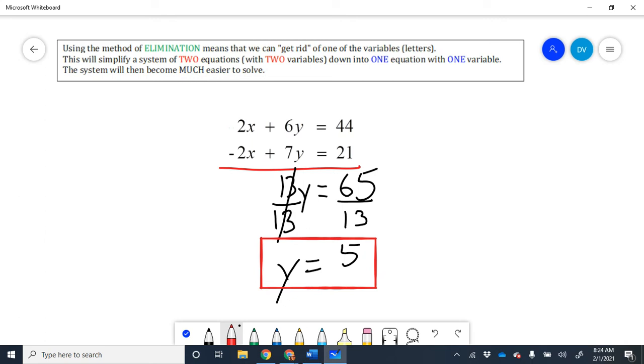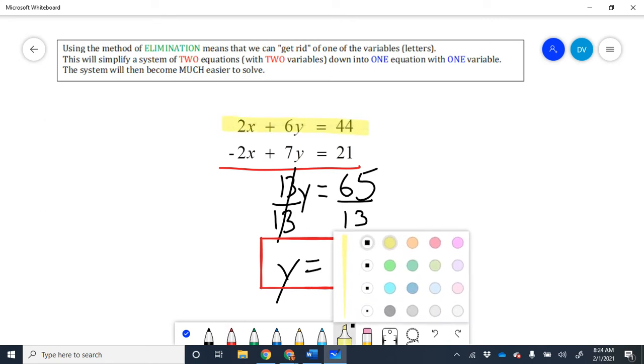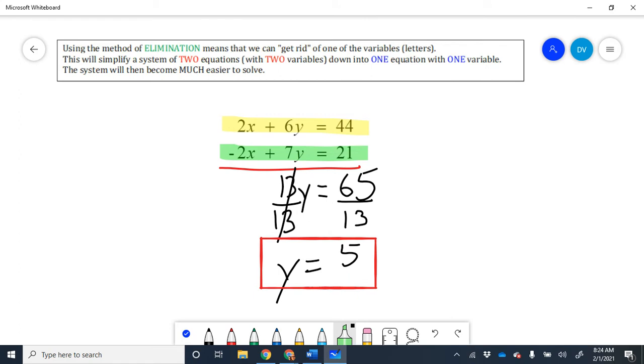Now to do this, we're going to go back to one of our original equations. We've got, let's call it a yellow equation and a green equation. We can work with either one of these equations. If we work with the yellow equation, and that seems to be the easier one, but the green one would work also, we're going to replace the y with 5. What equation will we get if we replace the y with 5?